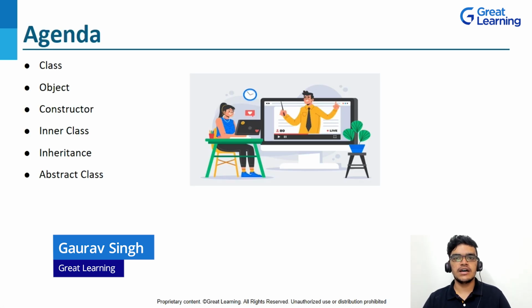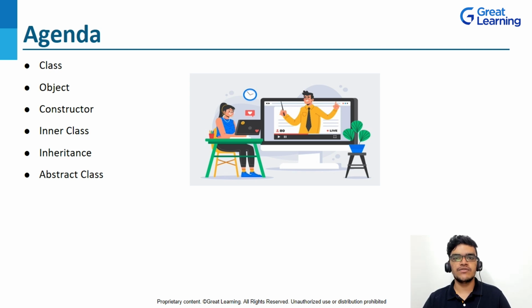Now moving to the agenda, first we will be knowing about what is class. So basically a class is a blueprint for an object. Then we will discuss object. As we know, an object is a real world entity which has attributes and behavior. For example, the camera I am using is an object. Similarly the specs is also an object, and many more.